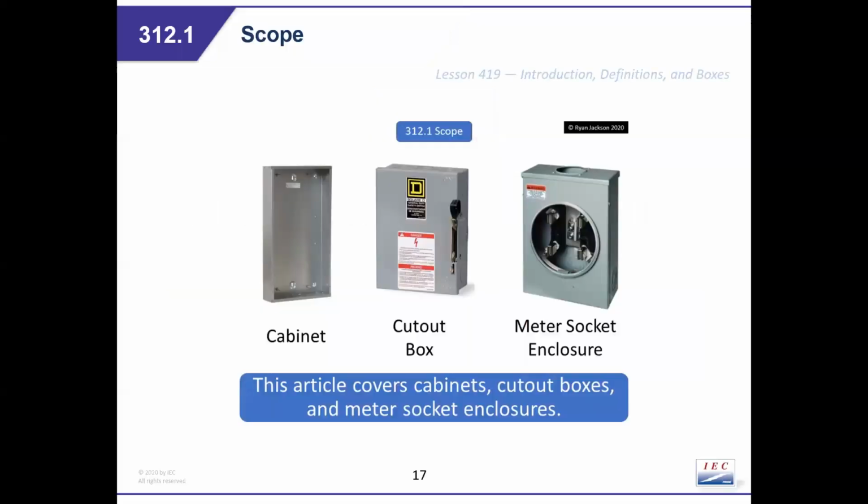Okay, this article mainly covers cabinets, cutout boxes, and meter socket enclosures. Okay, 312.1 scope explains that type of situation. One of the main purposes of going through this again with you guys is so you can see potentially some of the changes from 2017 to 2020 as you guys are preparing for your test.